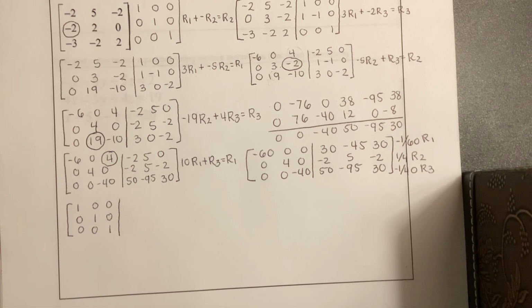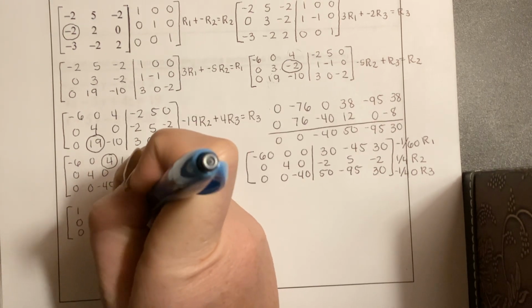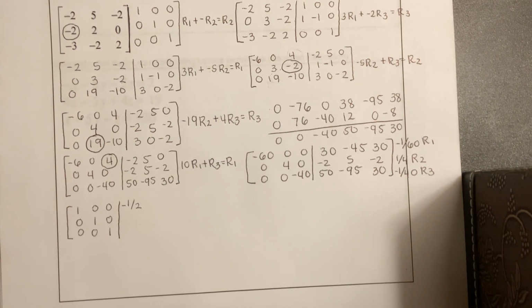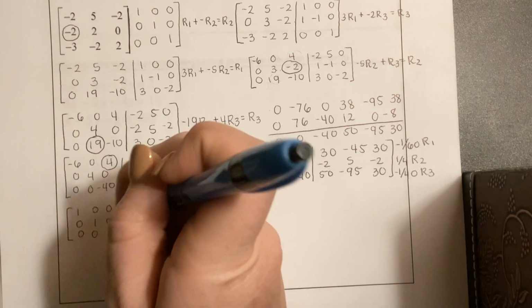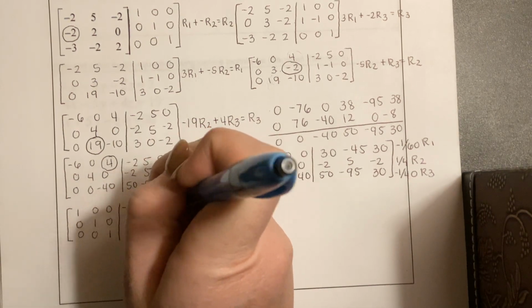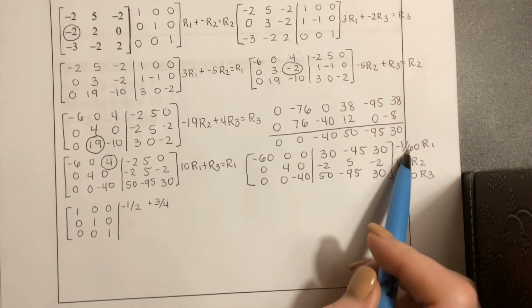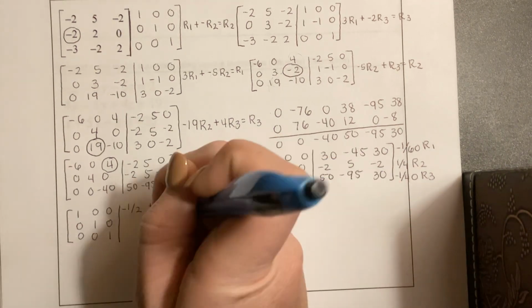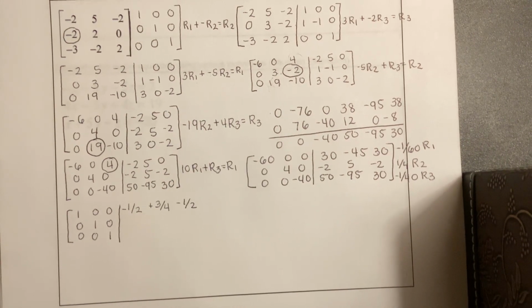So we're going to multiply that by 30, and that's going to give us negative 1/2. Then we're going to do negative 45 times negative 160, which is positive 3 over 4. Then 30 times negative 160 is going to give me, again, negative 1/2. So that's your first one.